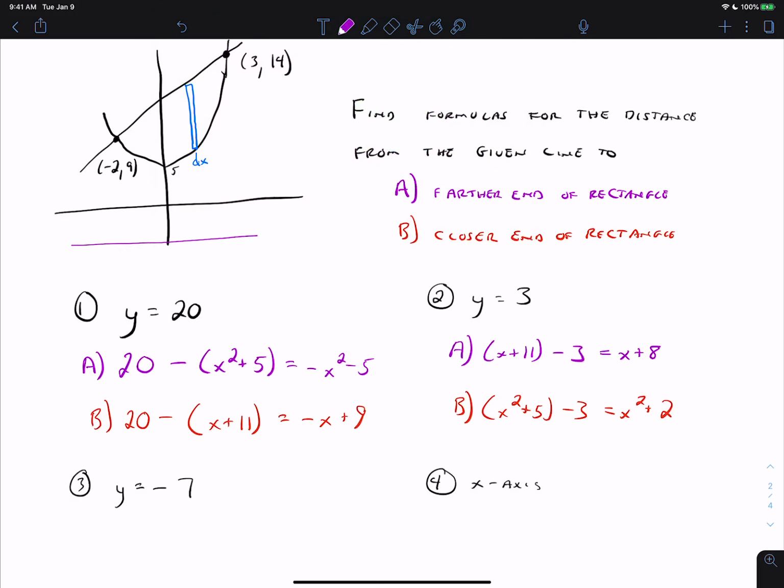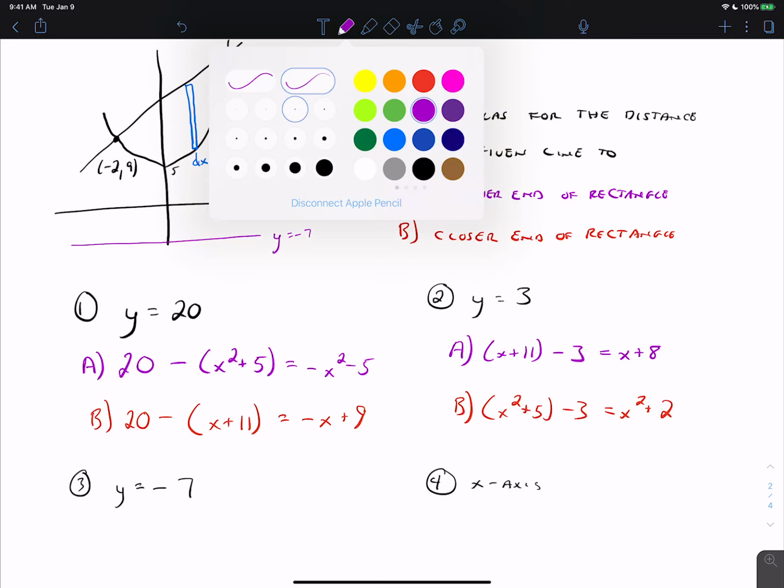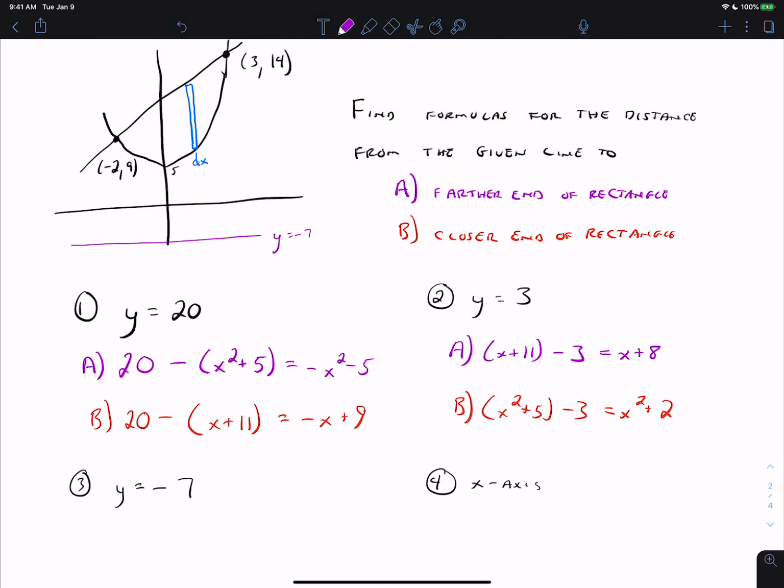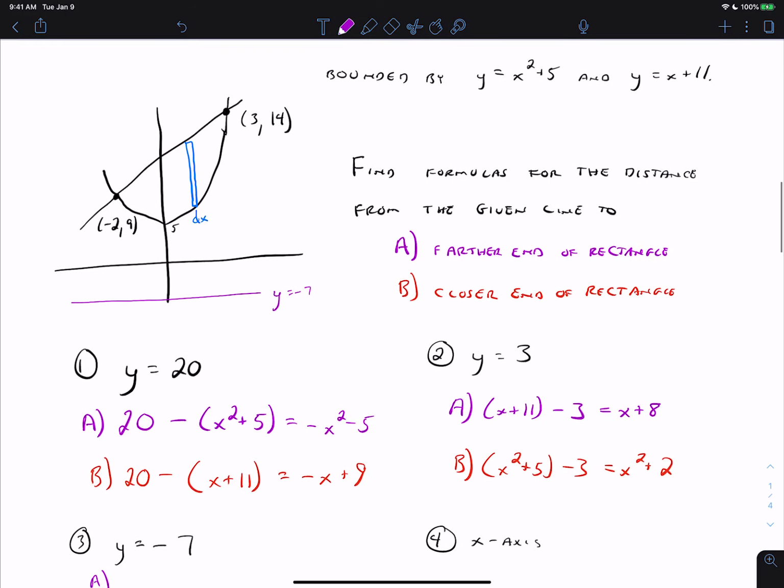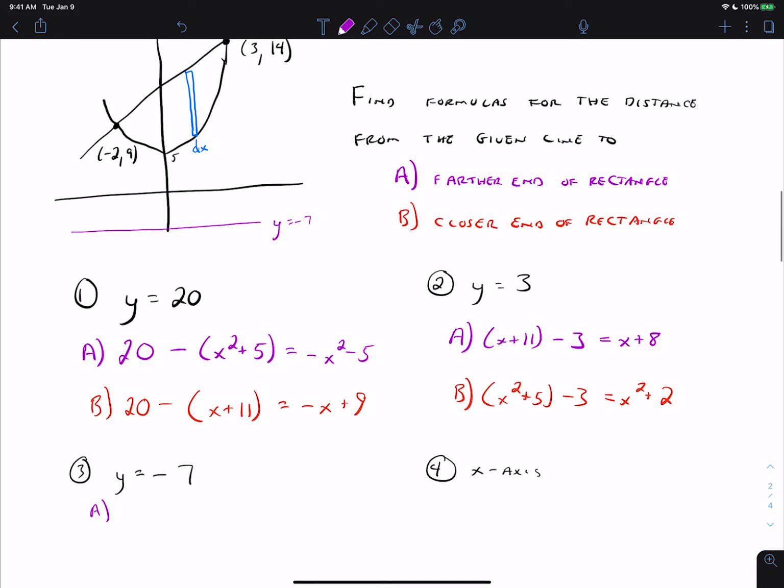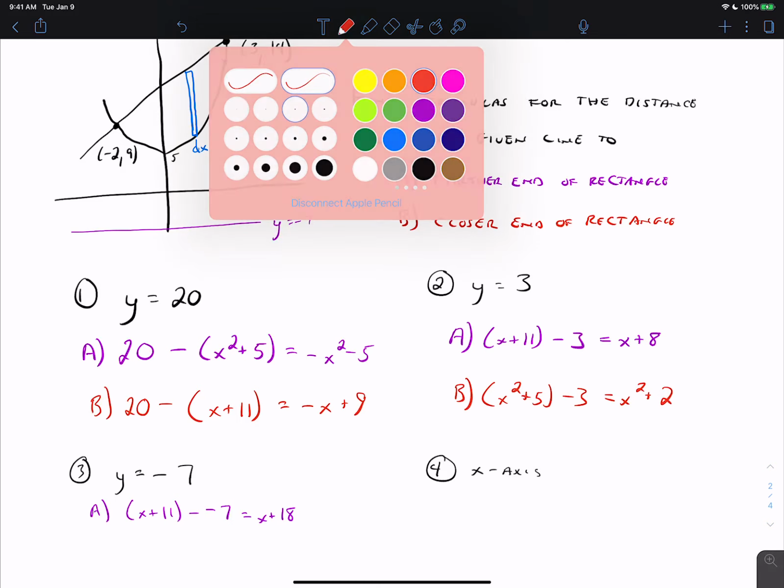So y equals -7 is down here. The first problem, we're looking at the distance from the farther end of the rectangle to y equals -7. The farther end of the rectangle is the top of the rectangle, which is y equals x plus 11. So the y value there is x plus 11. The bottom y is -7. That simplifies to x plus 18.